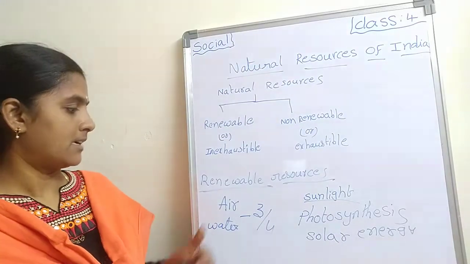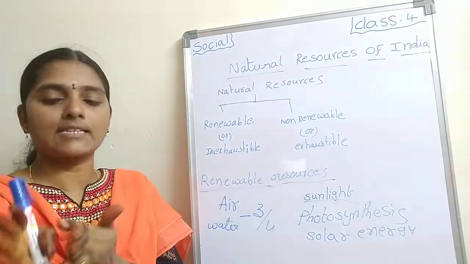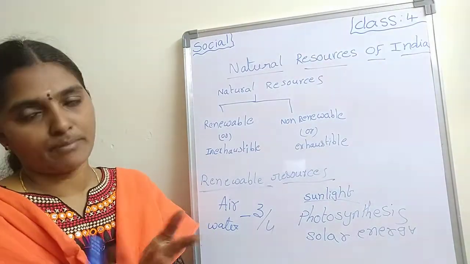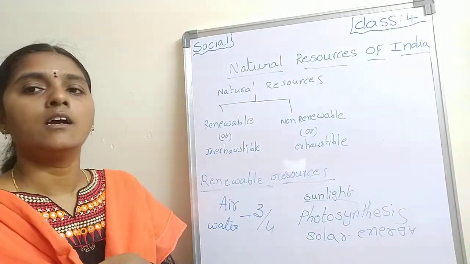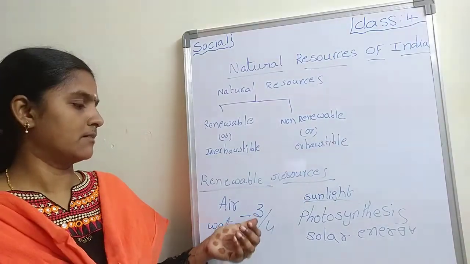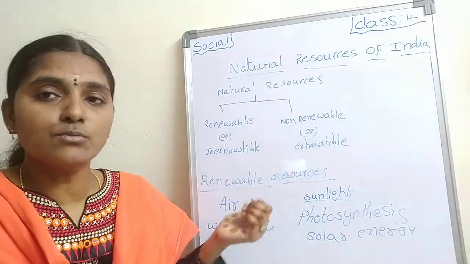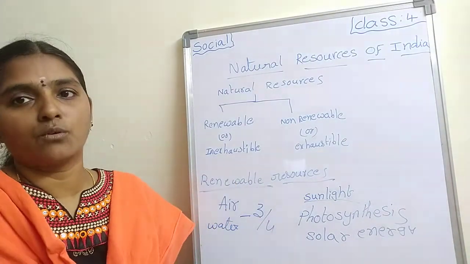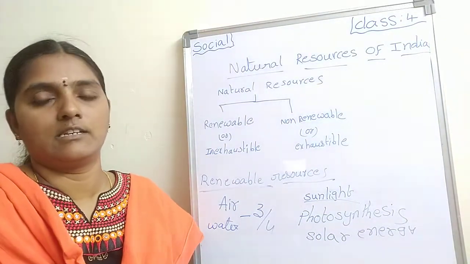Understood? Air is essential for humans, animals, and plants to survive. Plants use air to make their food. Humans also use air to breathe and live.